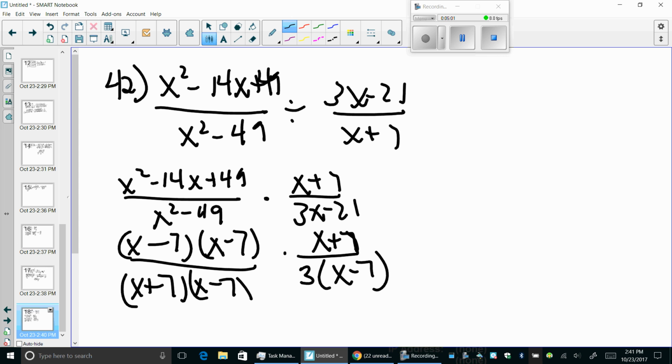All right, let's see what we got that cancels. I got an x minus 7 and an x minus 7. I got another x minus 7 and an x minus 7. I got an x plus 7 and an x plus 7. So when nothing's left on the top, we put a 1 there to hold the place. So 1 and then a 3 on the bottom. 1/3 would be my answer for 42.